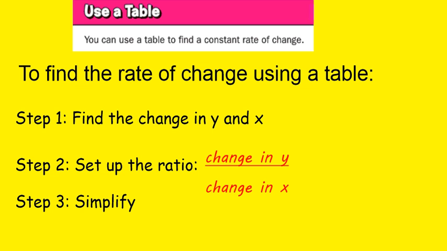Use a table. You can use a table to find a constant rate of change. To find the rate of change using a table, our first step is to find the change in y and the change in x. Step 2 says we have to set up the ratio change in y divided by the change in x. And our last step is to simplify. Make sure this is written down in your notebooks, guys.